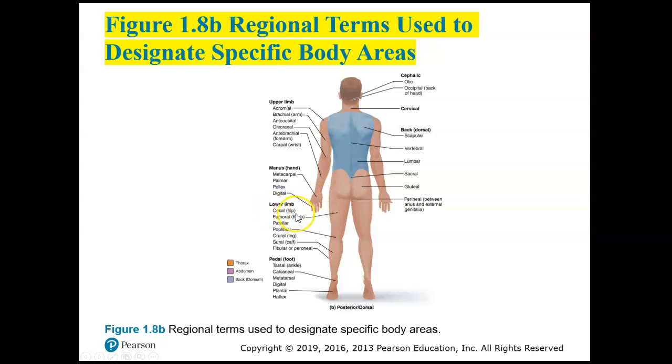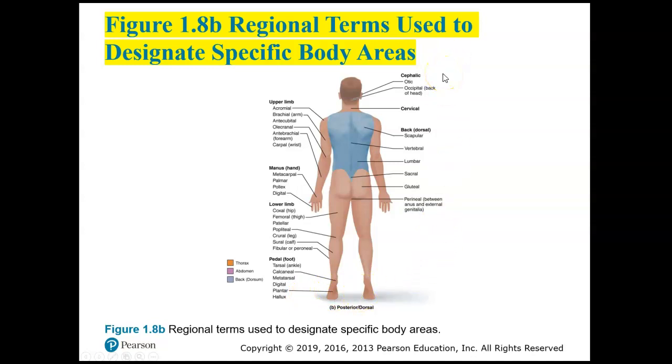Okay. Now the lower limb, you can't really see the hips from the back side as well. So the coxal, you can't see as well, but you can still see the femoral or thigh. You can't see the kneecap or patellar region, but you can see the popliteal or back of the knee. You can't see the crural, but you can see the sural, the calf. You can see the lateral side of the leg or the fibular region. And you can see the calcaneal region on the foot, and you can see the plantar region on the foot.